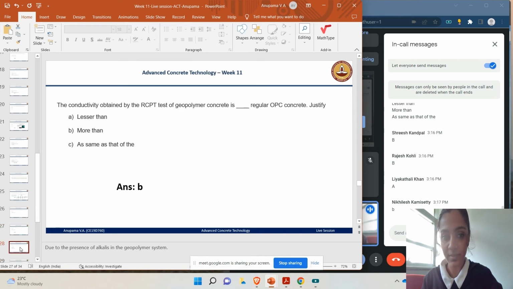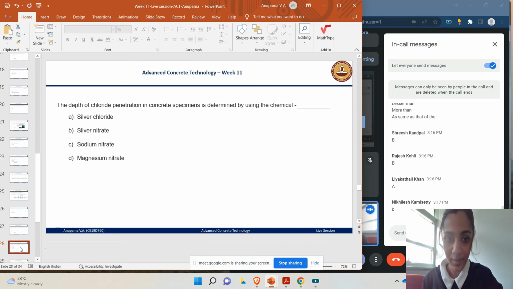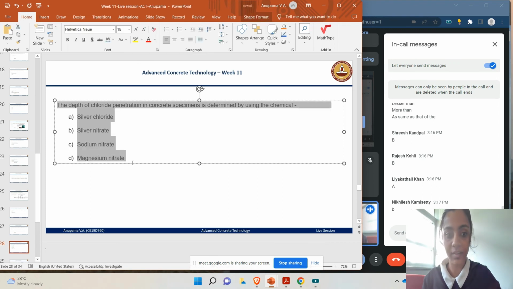Now, moving on to the next question. The depth of chloride penetration in concrete specimens is determined by using the chemical silver chloride, silver nitrate, sodium nitrate, or magnesium nitrate.